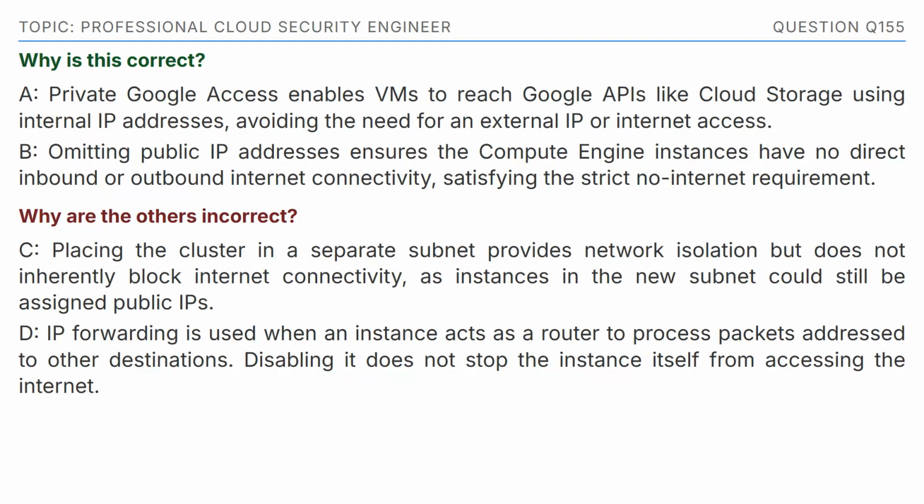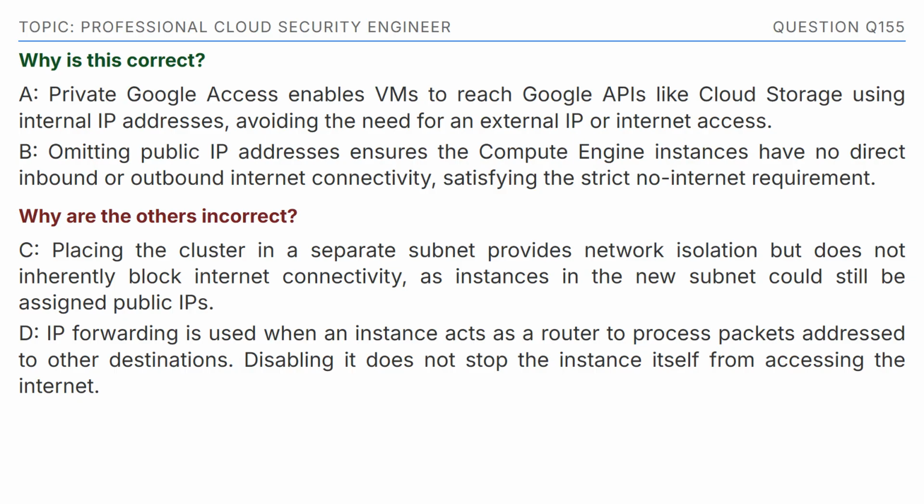Why is this correct? A. Private Google Access enables VMs to reach Google APIs like Cloud Storage using internal IP addresses, avoiding the need for an external IP or internet access. B. Omitting public IP addresses ensures the Compute Engine instances have no direct inbound or outbound internet connectivity, satisfying the strict no internet requirement.